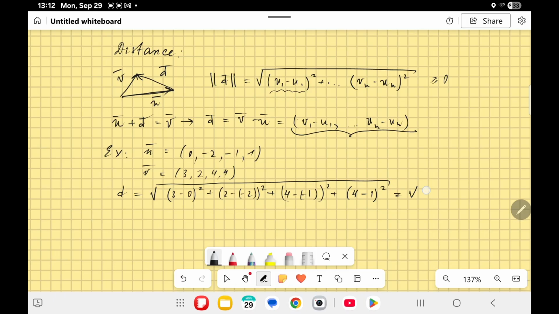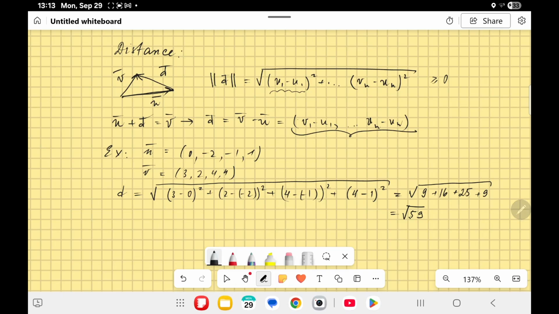So 3 minus 0 is going to produce 9, right? 2 plus 2 is 4, so 16. This one, 4 plus 1 is going to be 5, 25. And the last one, 4 minus 1 is going to be 3, plus 9. Oh, some number. So what we have? 41, 50. Well, I'm getting 59, but maybe there is a mistake somewhere. Okay, I did not calculate it ahead of time.